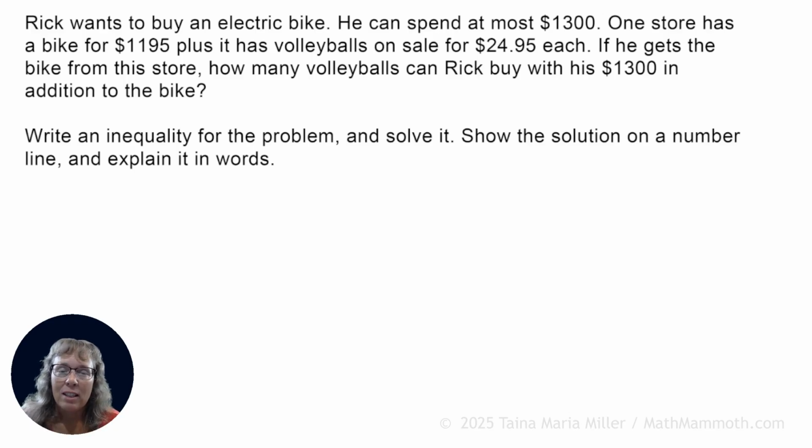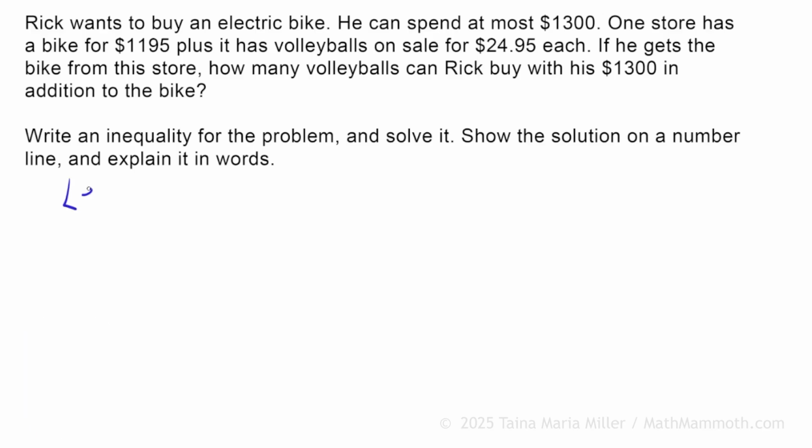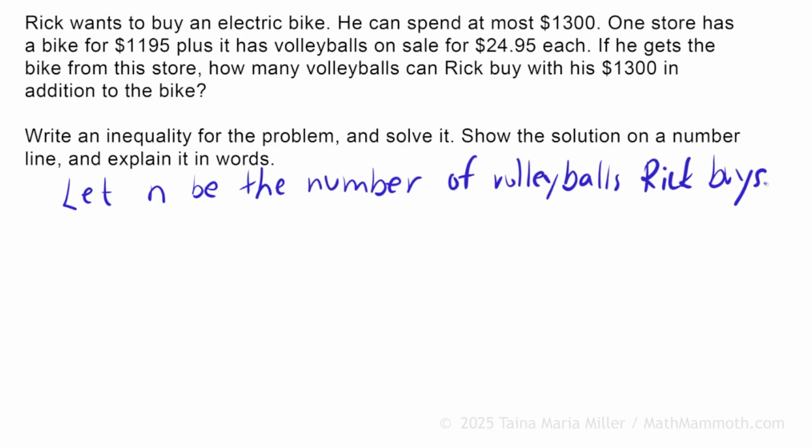Okay, now when we start writing an inequality, or if we were writing an equation, either way, we need to define our unknown. So what is unknown in this problem? Does it state it just directly? It does, because it asks us how many volleyballs can Rick buy. So that's our unknown, our variable. So we start out by defining our variable. Let n, or any letter you like, let n be the number of volleyballs that Rick buys.